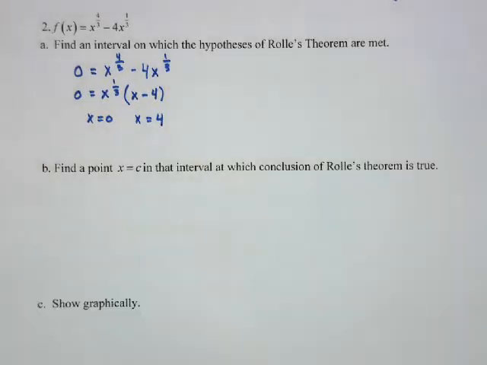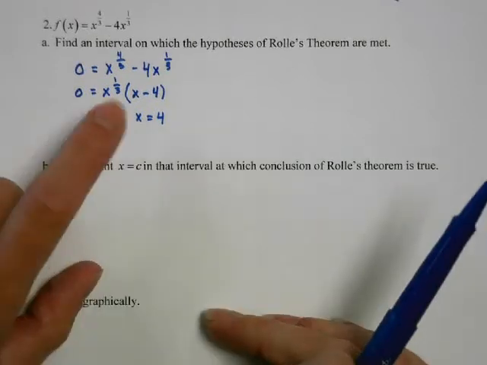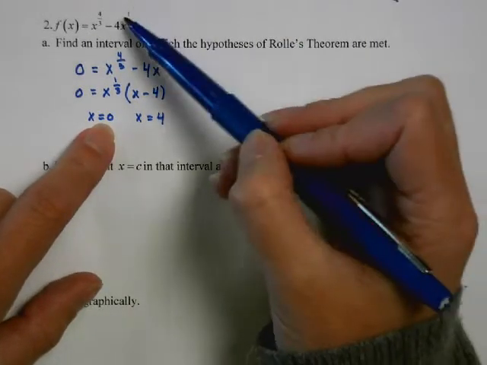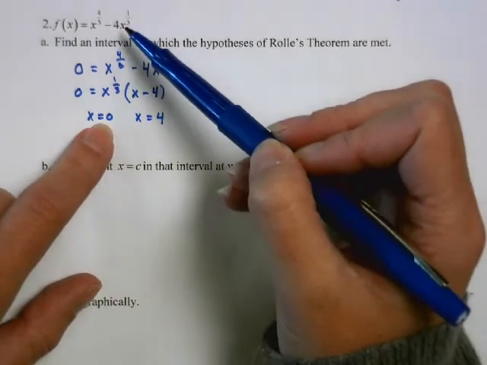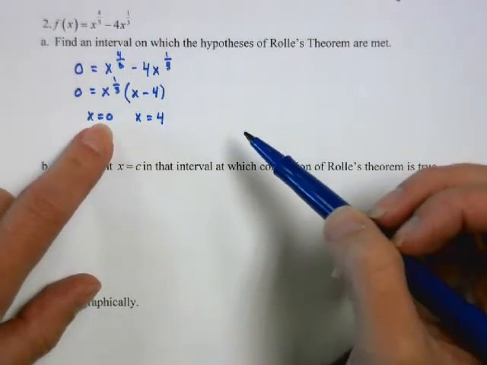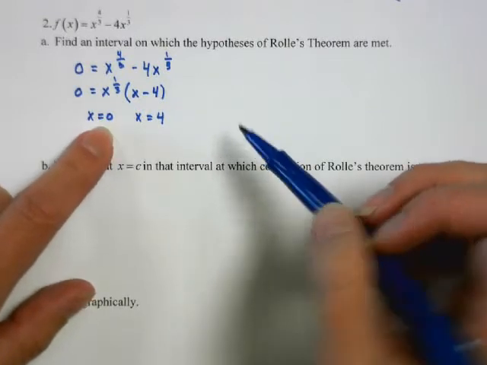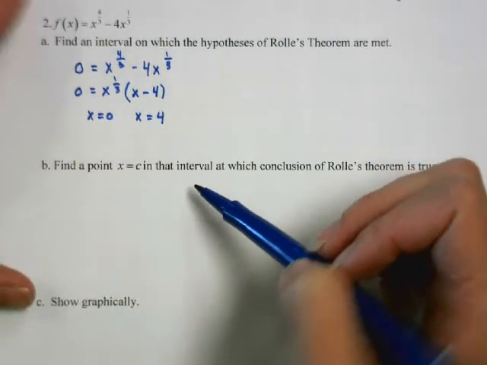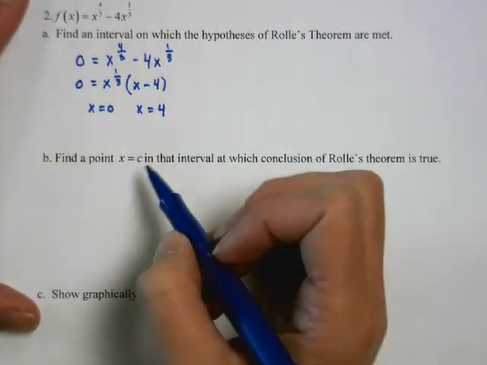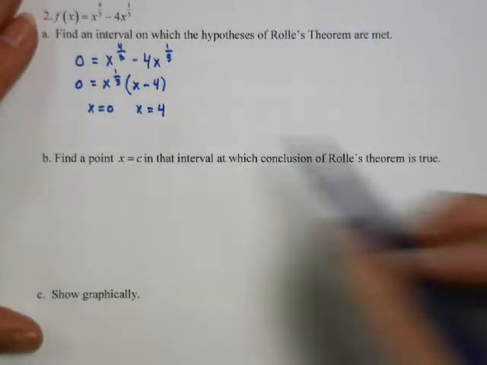So between 0 and 4, the function is differentiable on the open interval, because it's actually not differentiable at 0, because if I take the derivative, we're going to end up with a negative exponent, which means the x is in the denominator. So it's not differentiable at 0, but everything in between 0 and 4 is, and it's continuous on the whole thing. So we're going to find c where the conclusion is true.